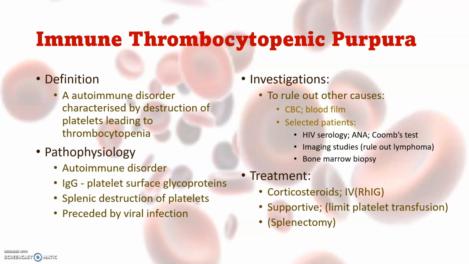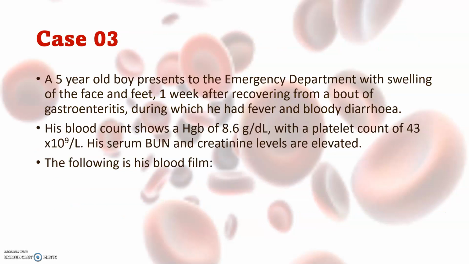You should limit platelet transfusion. As this is an autoimmune condition, any platelets given will also be destroyed in the body. In patients with chronic ITP, splenectomy may be an option.